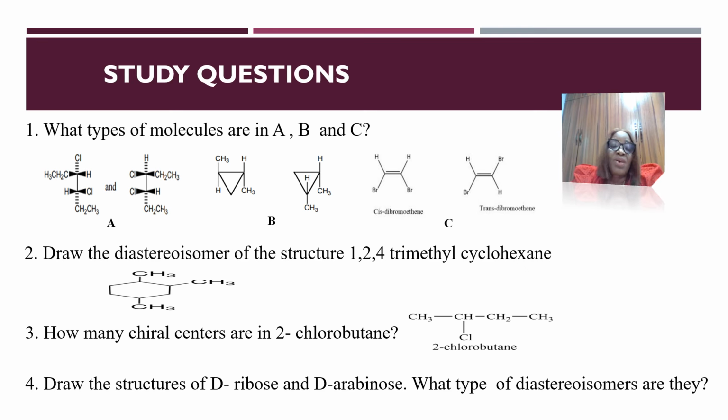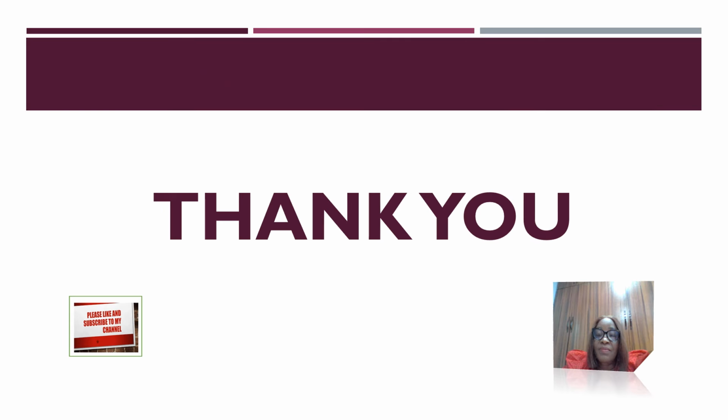Study questions. We have some study questions here. We have, say what type of molecules are in A, B, C. They are showing on that slide. And then another question says, draw the diastereomer of the structure 1,2,4-trimethylcyclohexane. How many chiral centers are in 2-chlorobutane? Another question there says, draw the structures of D-ribose and D-arabinose. What type of diastereomers are they?